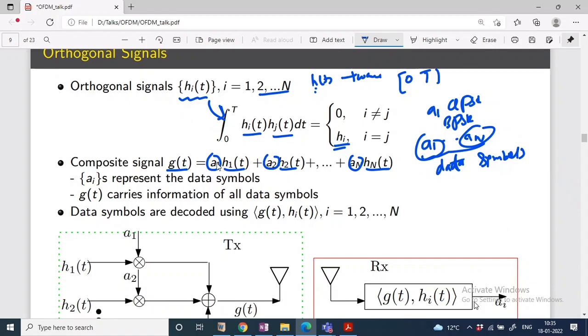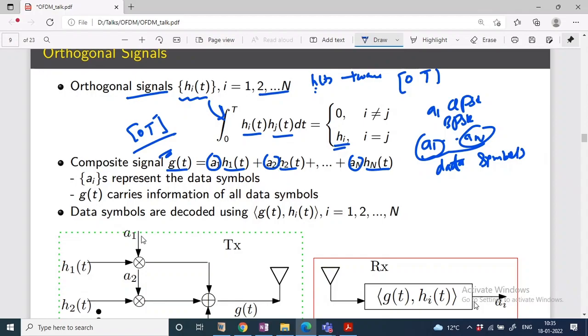Its meaning is that this signal is modulated through the data symbol A1, then the next signal is modulated through the data symbol A2, and so on. So these are the N composite waveforms represented using g(t). So g(t) has N orthogonal signals and carries N data symbols at a time. At a time means in a single frame, 0 to T. So these orthogonal signals carry the data A1, A2, and AN.